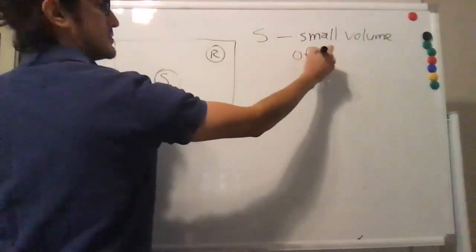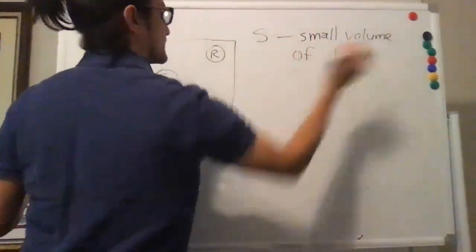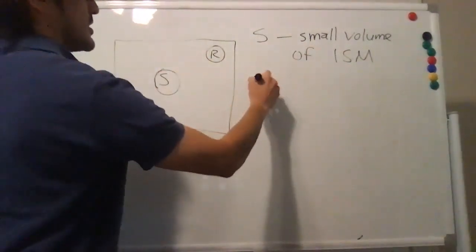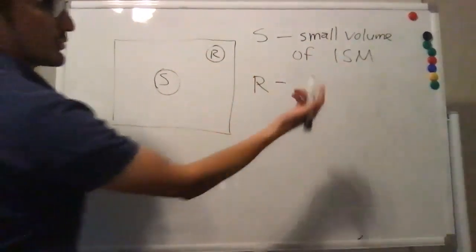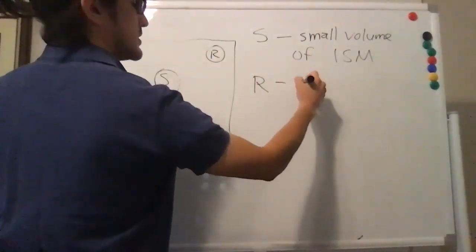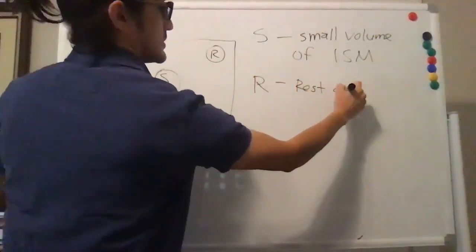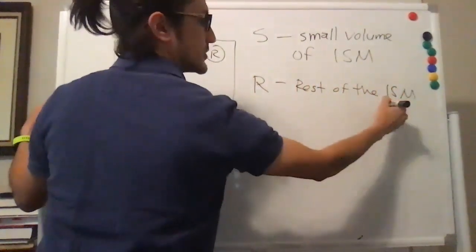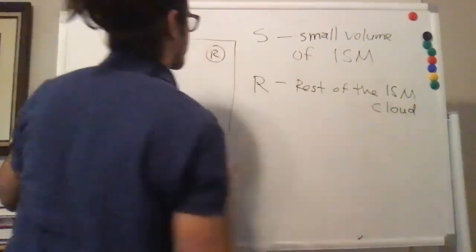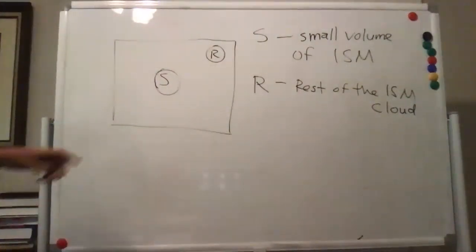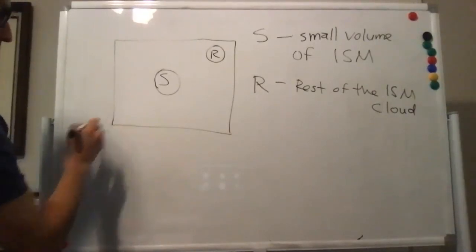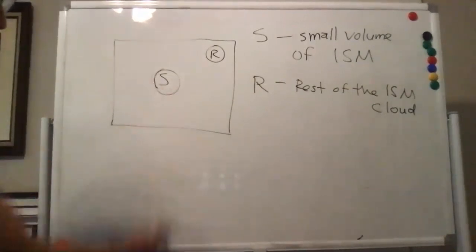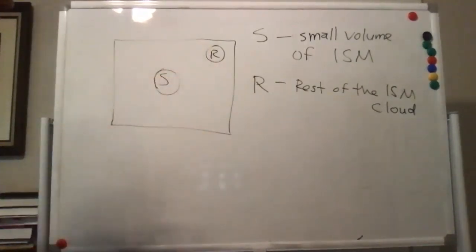Of interstellar material. And R is the rest of the cloud. Interstellar material cloud. You know, if you look at thermodynamics textbooks, it usually stands for system and reservoir.